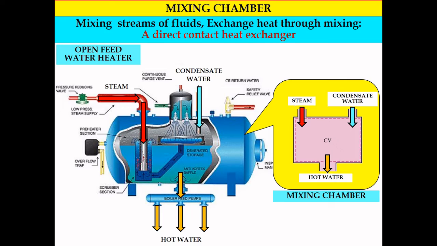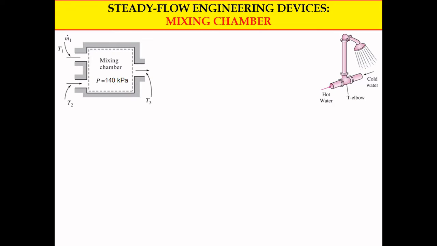In terms of schematic diagram, we can draw a simple schematic diagram as shown in the slide, where we have a tank with two inlets and one outlet. At the first inlet, we will have steam. At the second inlet, we have condensate water, and at the outlet, we will have hot water. In terms of process inside the system, we will have a mixing of fluid, and due to the temperature difference of each fluid, the fluids will exchange heat throughout the process.